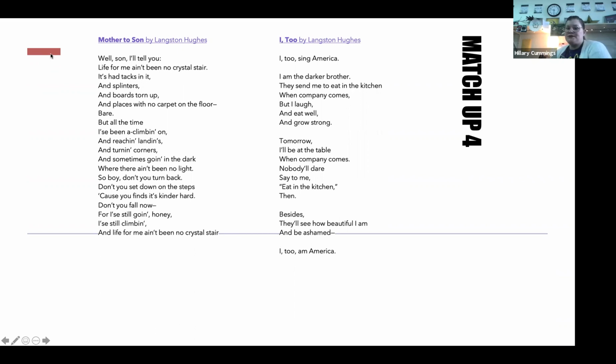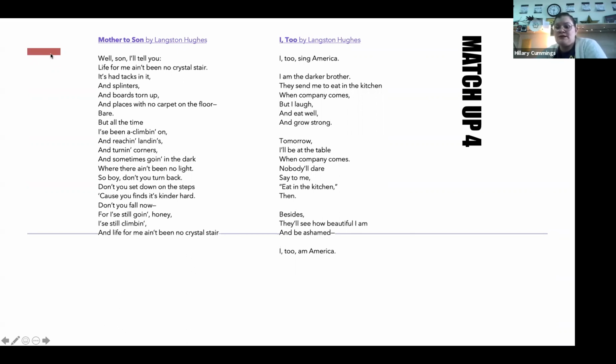So, I too sing America. I am the darker brother. They send me to eat in the kitchen when company comes, but I laugh and eat well and grow strong. Tomorrow I'll be at the table when company comes. Nobody'll dare say to me, eat in the kitchen then. Besides, they'll see how beautiful I am and be ashamed. I too am America.